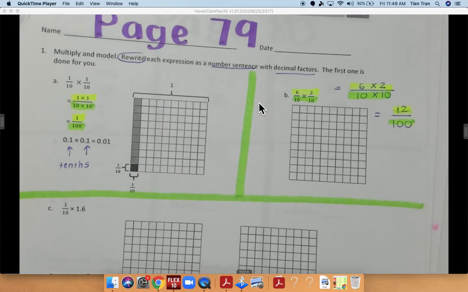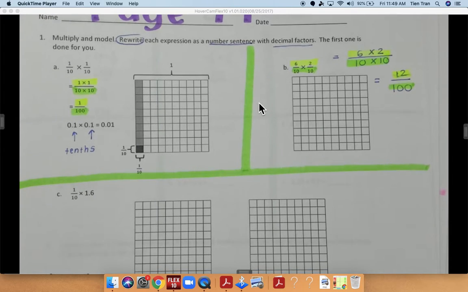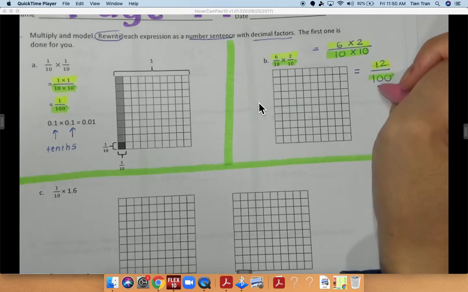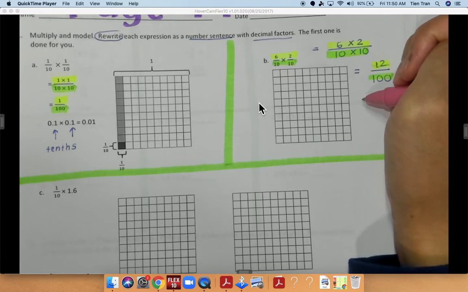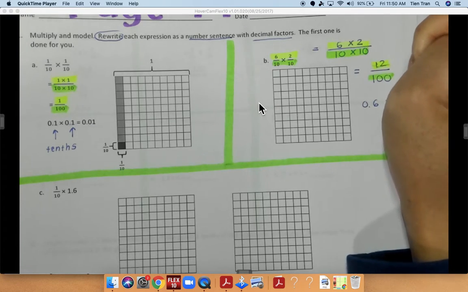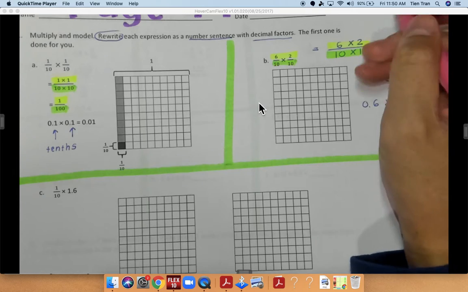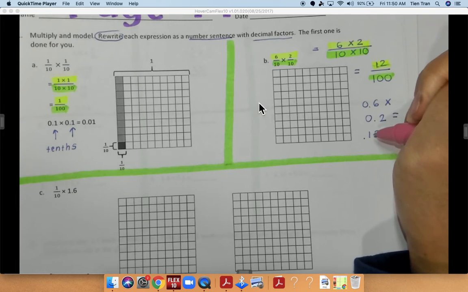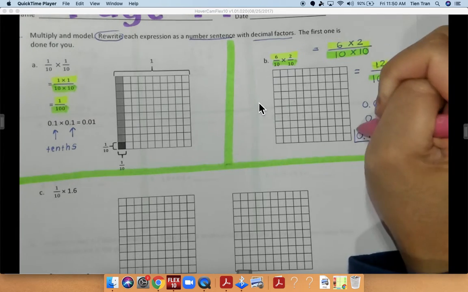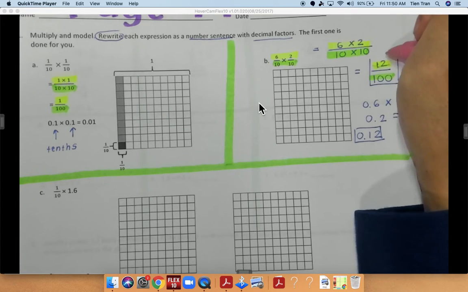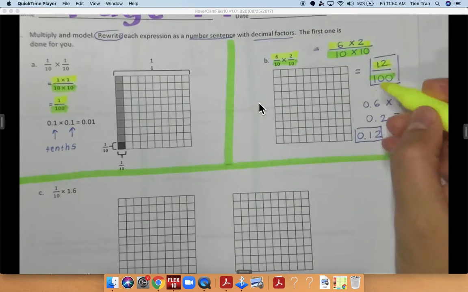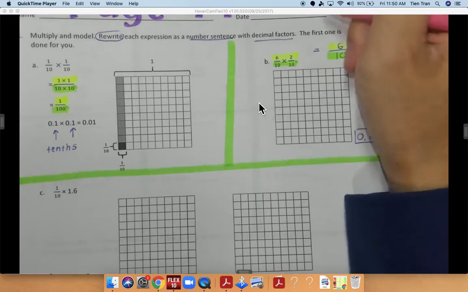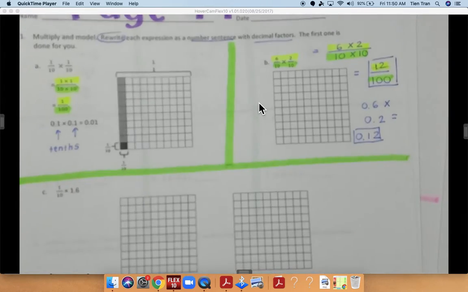They don't ask me to simplify, so today I'm not going to simplify. I know we practiced that. But today we're just focusing on the decimals this time around. So if I were to write this as a decimal fraction, what I would have is 6/10 times 2/10 is equal to 12/100. Okay, so where did we get the 6? Right here. Well, I guess you would look at it this way. You would be circling 6/10, 2/10, like that. I'm not circling it because I think it would be a mess.